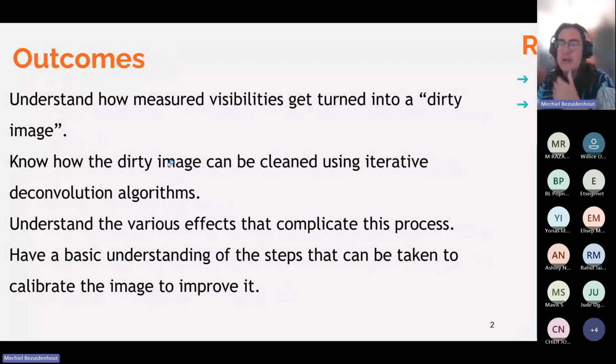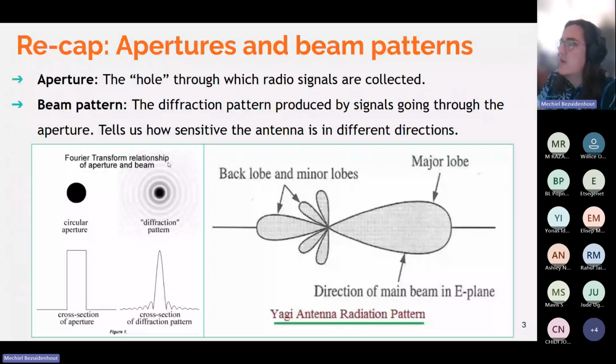So to recap things a little bit, some important concepts in radio astronomy. The basis of everything is this notion of an aperture of an antenna, which we could think of as the hole through which radio signals are collected. And the beam pattern of that antenna is a Fourier transform of the aperture. And this gives us the diffraction pattern produced by the signals going through that aperture. And this beam pattern tells us how sensitive the antenna is in different directions.